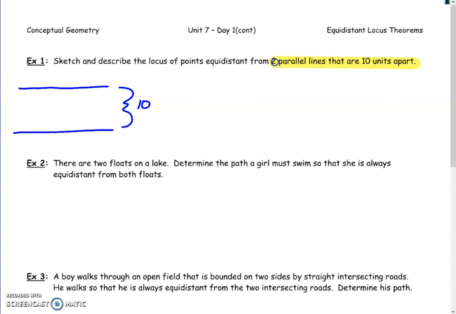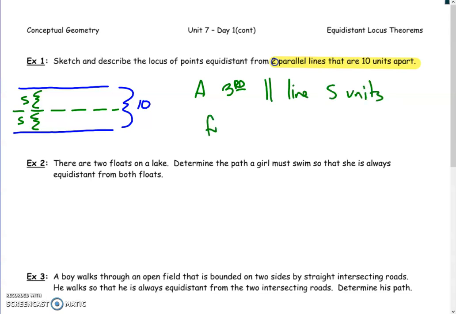So from the theorems on the previous page, when I give you 2 lines and I want something that's equidistant from those, you sketch a third parallel line right down the middle. So it would look like this. To complete the sketch, you have to indicate to me you know how far that line is from the other 2. So if the 2 lines are 10 units apart, simple math, that line is 5 units apart from each. And then how would you describe it? A third parallel line, 5 units from the given lines.